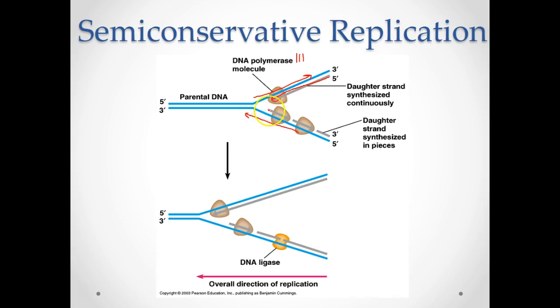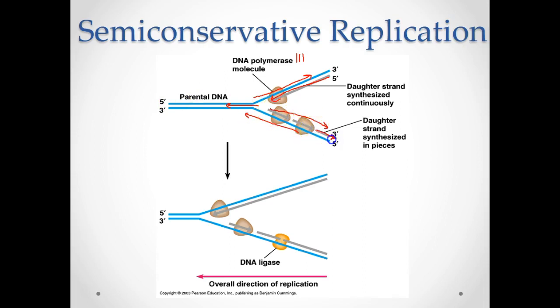And so we have to build our new molecule from left to right. But we can't build it left to right because our replication bubble is moving from right to left. Okay, and so as this replication bubble opens up, we literally have to build these in fragments.